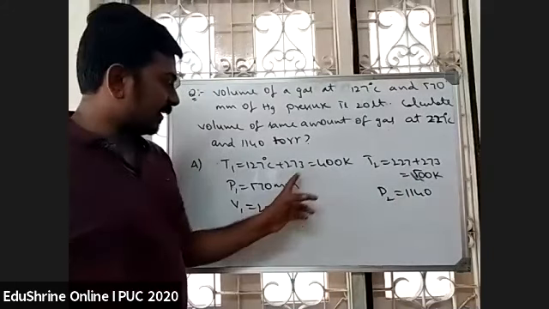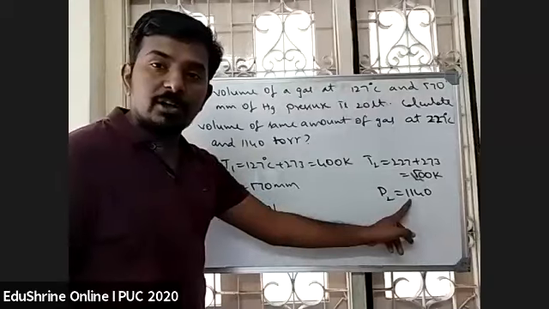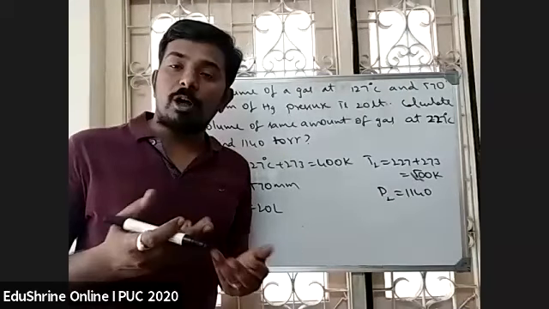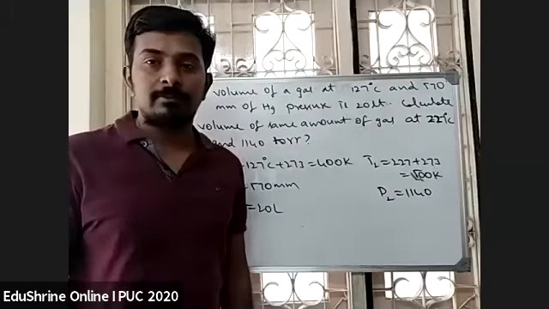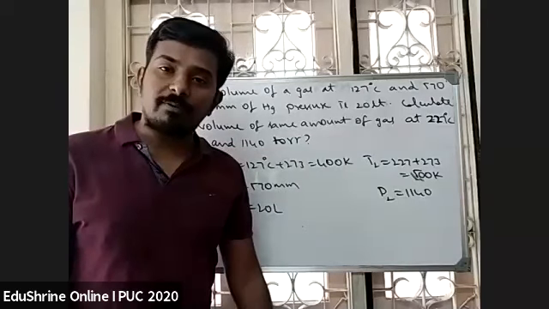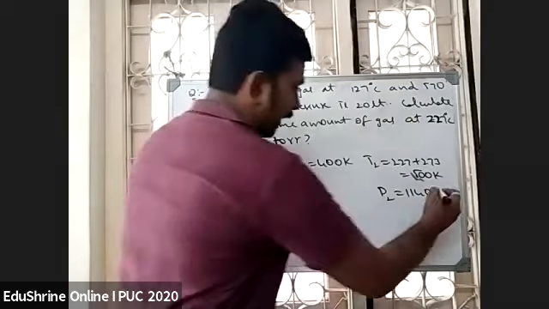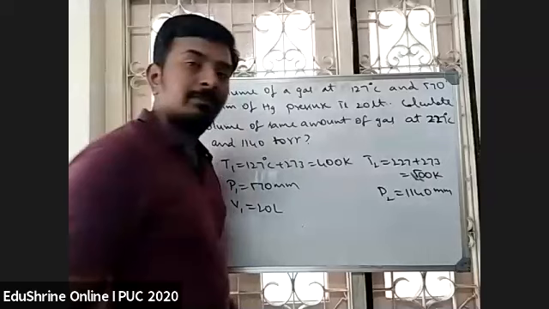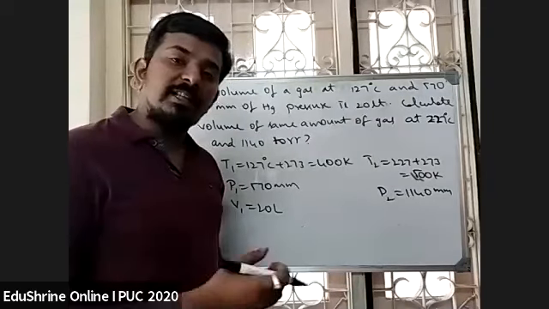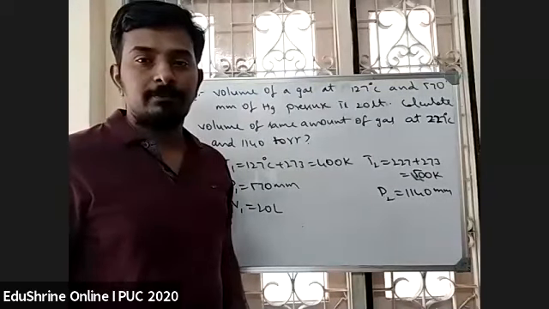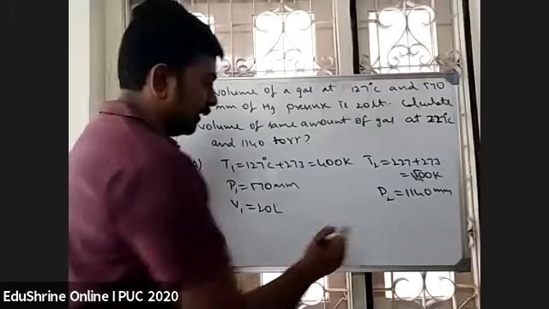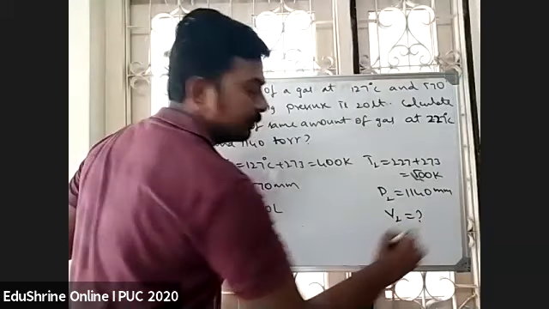See here, this is given in mm, this is given in torr. So we know that mm and torr are the same units. Equal. So I can take this directly as mm. 1140 torr is nothing but 1140 mm. Okay, students. Next, V2 I need to calculate.